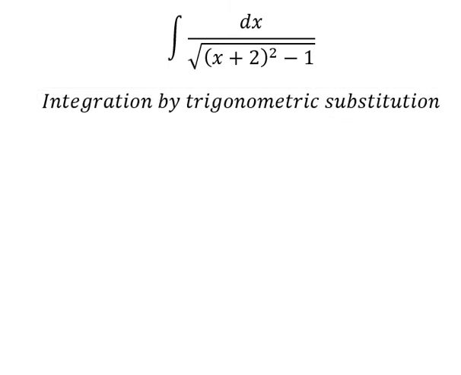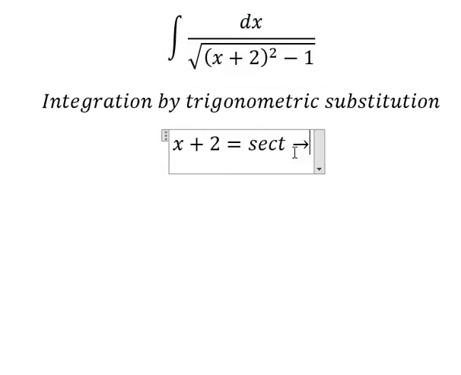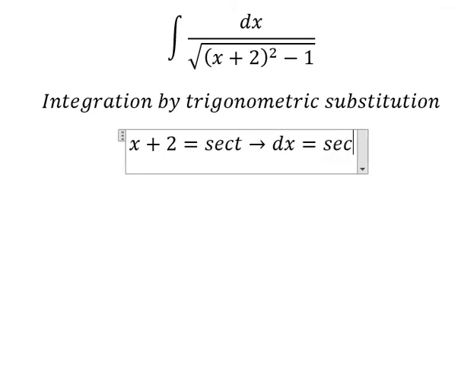substitution. So I will put x plus 2 equals secant of t. Because if I put this one here, we have secant t squared minus 1. Later we change that to tan t squared, and then we simplify the square root and dx. Next, we first take the derivative of both sides, and we have it like this.